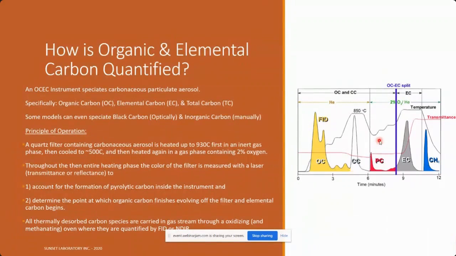And while we're doing this entire process, we're monitoring the transmittance, or laser transmittance, through the filter. So we're able to see the color change of this filter. Transmittance is the way the majority of analysis occurs for OCEC, but there is the option to do what's called reflectance as well. So we can measure the light as it passes through the filter, and we can simultaneously measure the light as it's reflected off of the filter during this whole heated process.